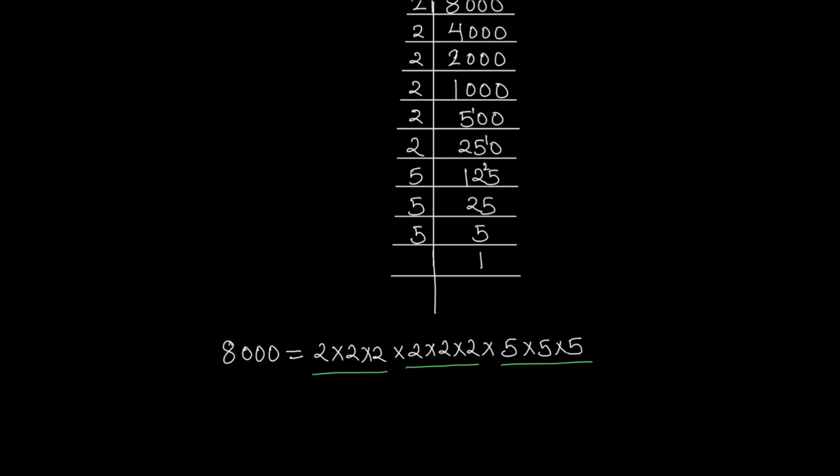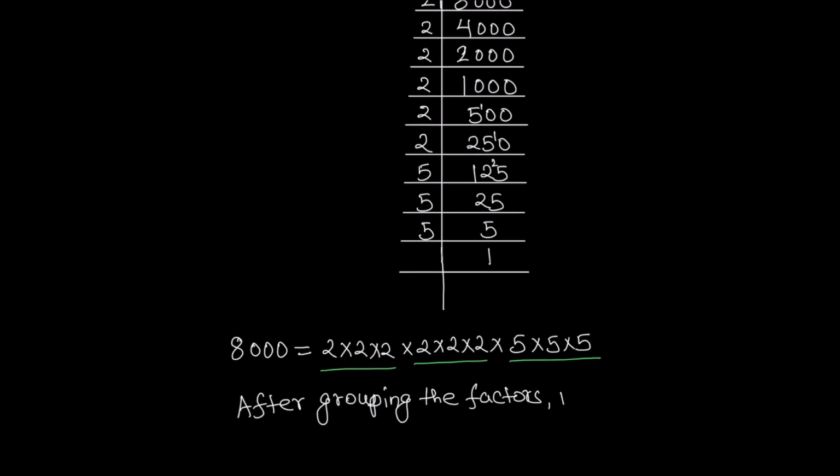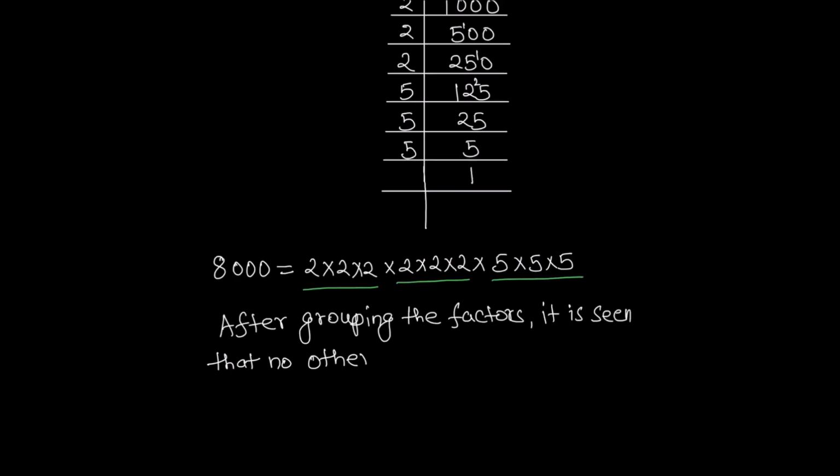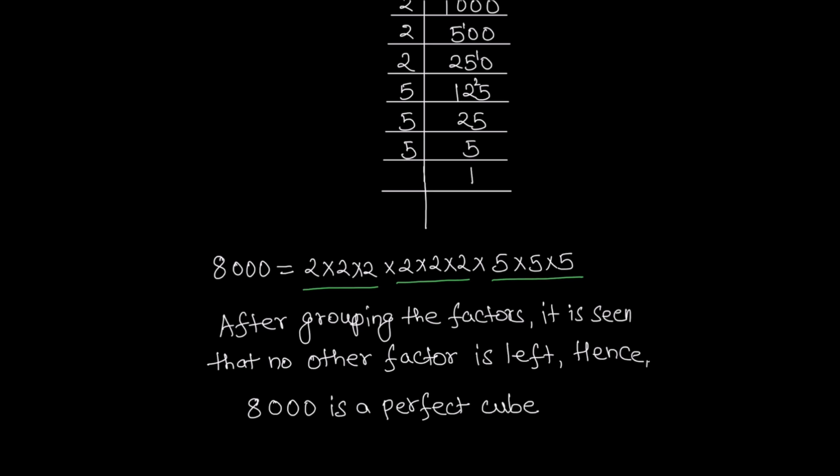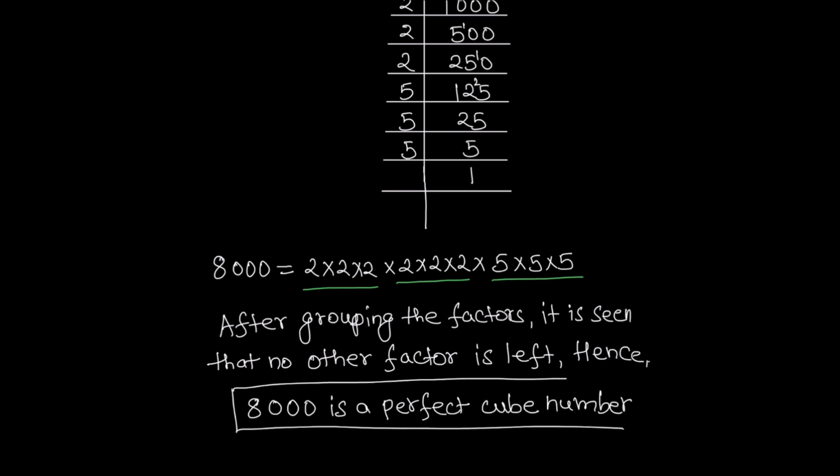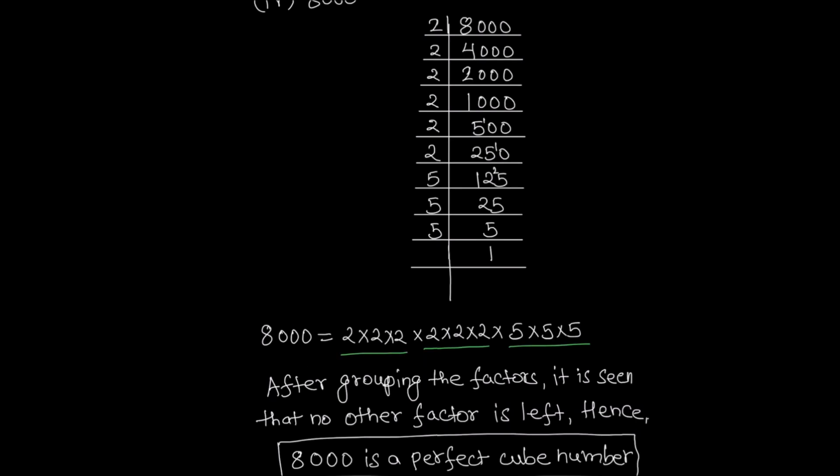So let's write the explanation or reason. After grouping the factors, it is seen that no other factor is left, hence 8000 is a perfect cube number. We'll box the answer. So this was the last part. We have completed the question.